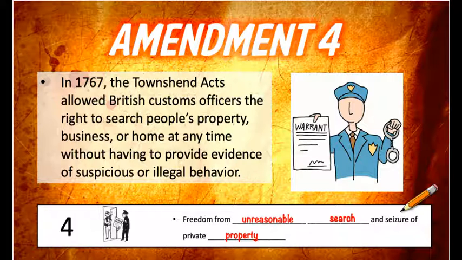Now, if there is a red gooey substance leaking from your trunk and you got pulled over by a cop and the cop thinks that it might be blood, do they have evidence that there might be some suspicious or illegal behavior? Yes. That means then they would have that right to search. So the idea here is that if somebody were to come and want to search your home, they have to have a warrant, which means that they've proven that they have evidence of suspicious or illegal behavior.